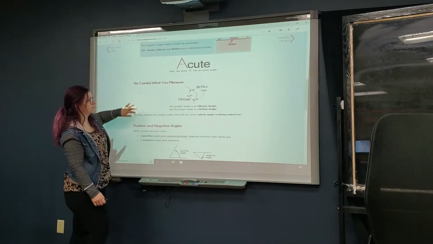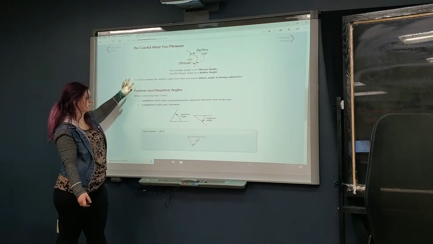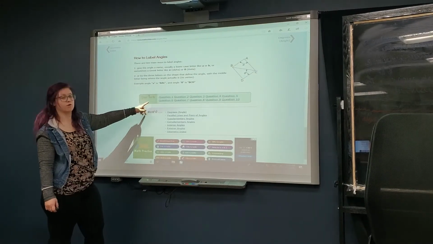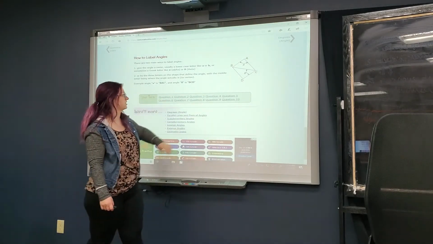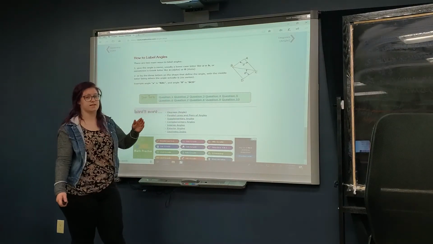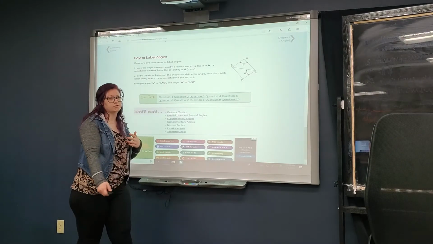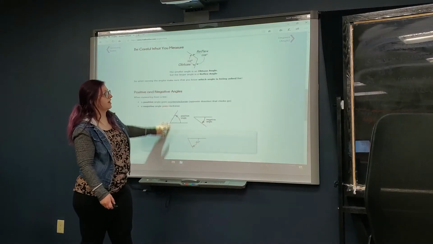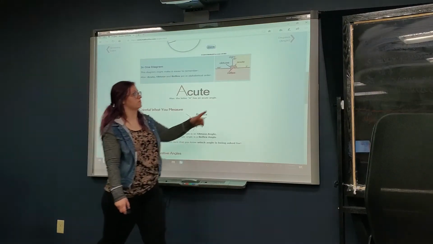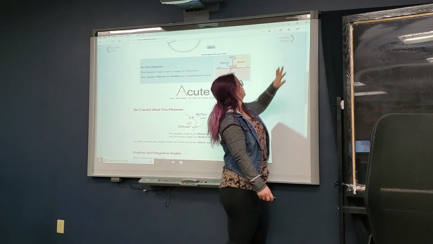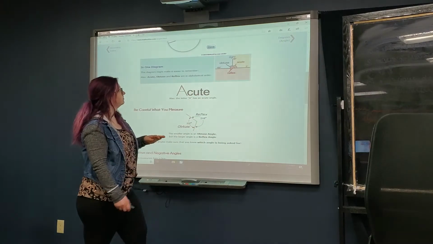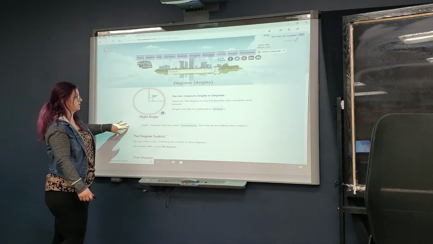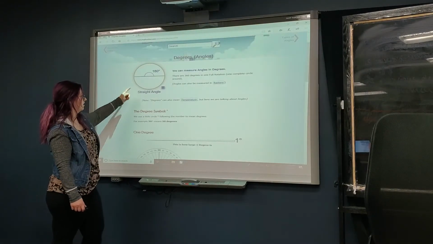And then I would have the students, we would do this in class, go all the way to the bottom, and they have Your Turn, and they have 10 questions of whether they're acute or obtuse or right or so on. And then I would also have the students go to the next page. This one's degrees. So this one talks about the degrees of the angles.